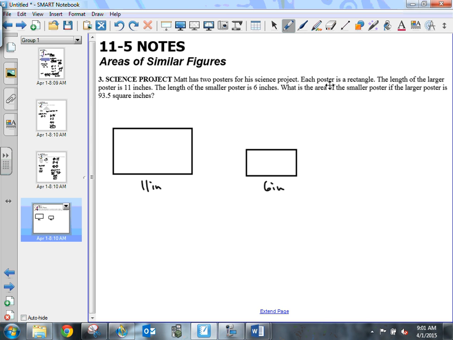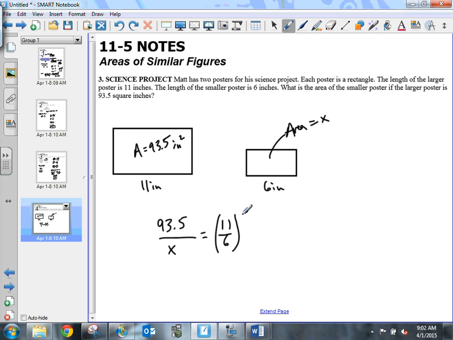Okay. What is the area of the smaller? Okay, so find the area, and I'll call that x. If the larger poster is 93.5 square inches, so area is equal to 93.5 inches squared. So here's what I want to do. I know that the area of my big is 93.5, and I'm going to divide that by x. And this is going to equal my scale factor, which is 11 divided by 6, that quantity squared.